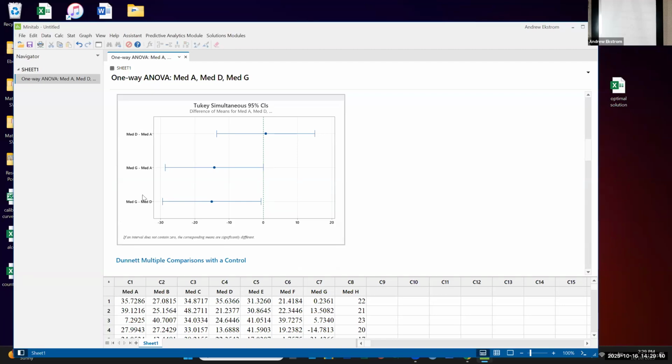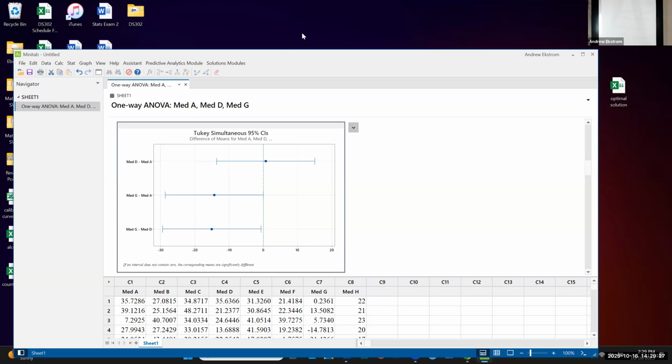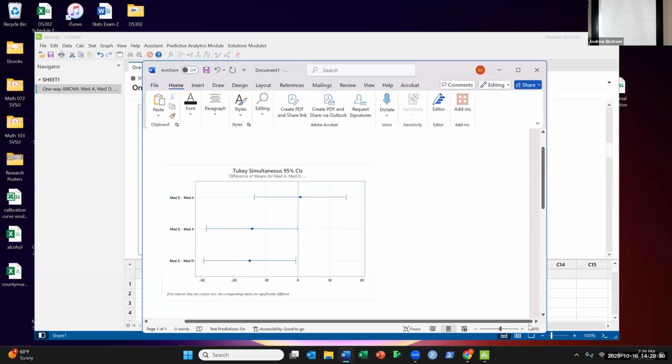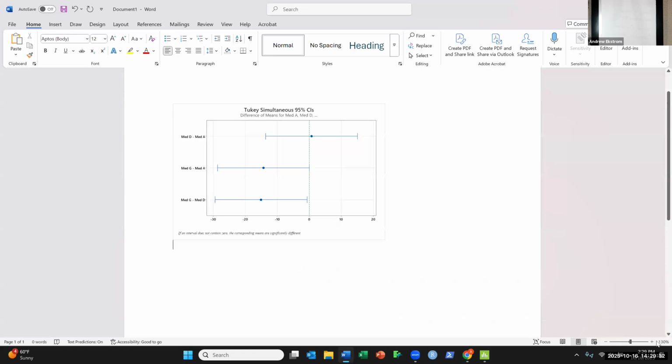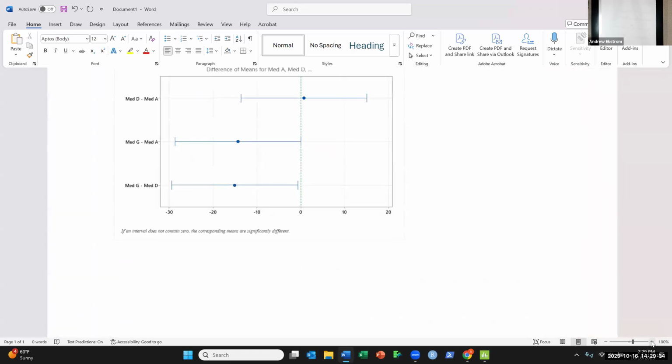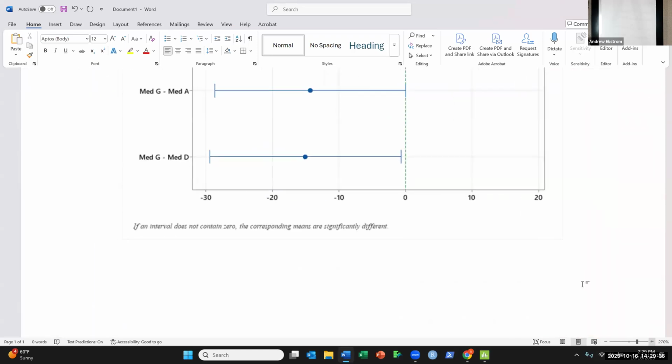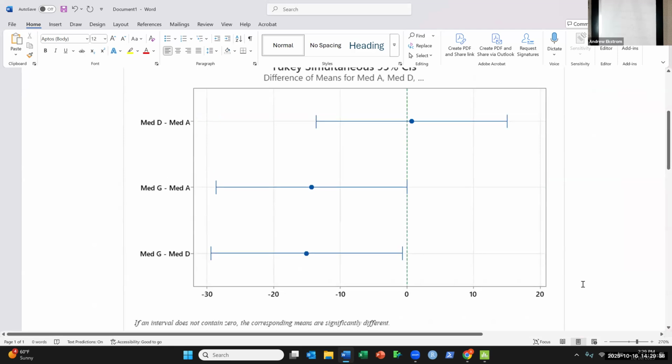This is where the type of graph gets really, really awkward really quickly. So I'm going to send this to Word. And if it'll let me send it to Word, all right. And no, I still haven't figured out how to make these things any bigger.